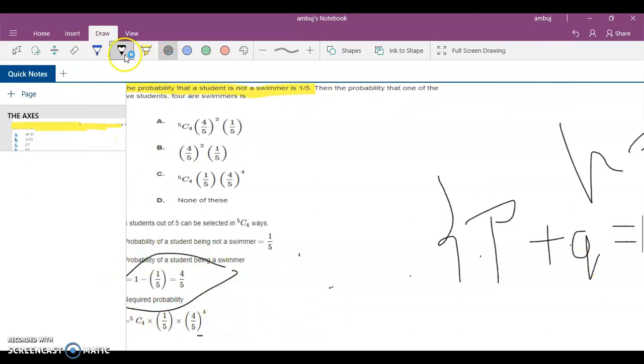Now just applying the simple formula, that is nCr q raised to the power n minus r, as in multiplication you can write q first or q last, it doesn't matter, into p raised to the power r. So 5C4 into 1 by 5 raised to the power 1 into 4 by 5 raised to the power 4. By this way you can get your answer. So that was the last question for our video.